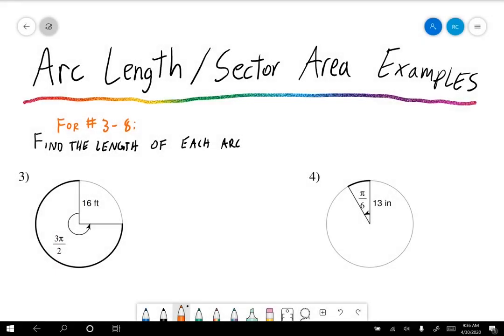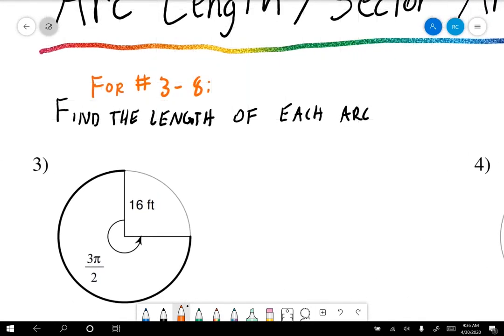Okay, today's video is the one that you've all been waiting for. Arc length and sector area example problems. I know you all love your example problems. So we've got quite a few here. For numbers 3 through 8, we're going to find the length of each arc.